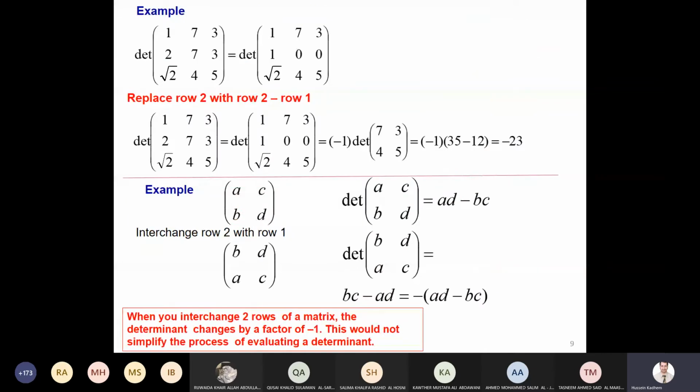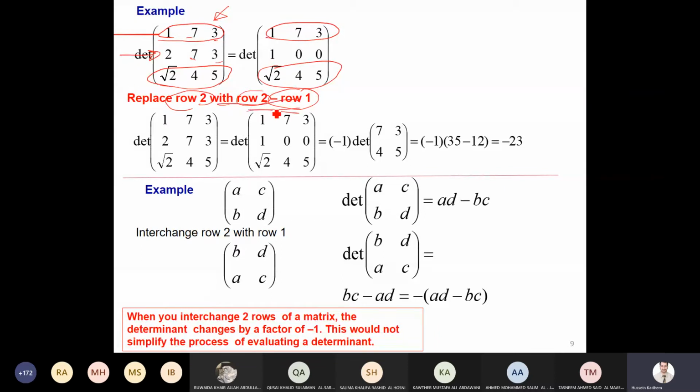Now for row reduction, it's a useful property. We can use it to simplify our task. As an example, see this matrix here. Okay, he wants me to find the determinant. What I will do, I will try to simplify the task. Let's see. I can see here 7 and 3 are similar to these. So let me change row number 2 to be row number 2 minus row number 1. It means I will keep row number 1, as you can see here. Row number 3, I will keep it.